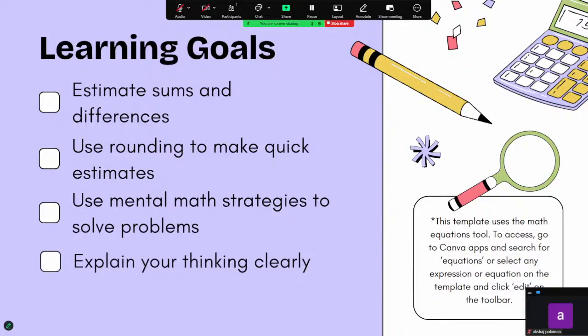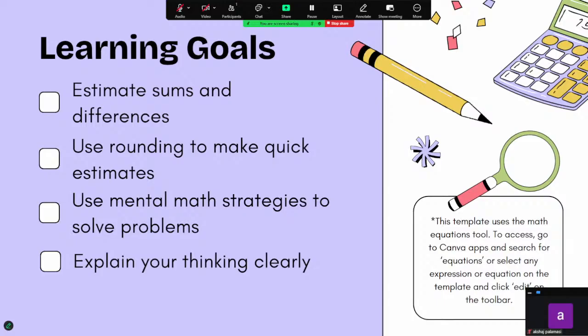So today our learning goals are to estimate sums and differences, so addition and subtraction. We'll use rounding, which we learned in previous classes, to make quick estimates. We want to focus on getting the answer fast. When we estimate, we don't want the exact answer, just an answer that's close to the actual answer. Like if the actual answer is 79, we could estimate it as 80.